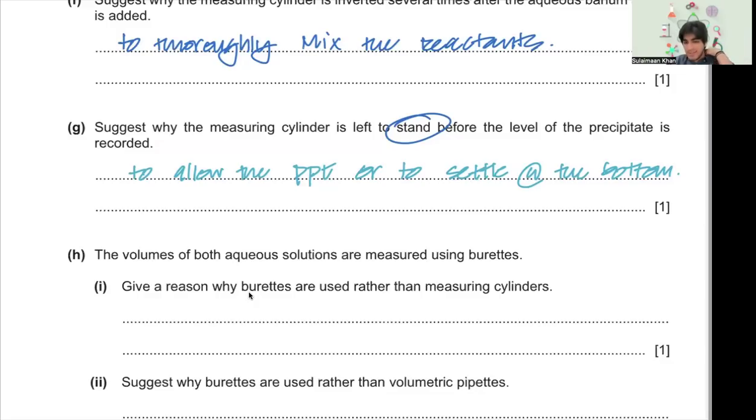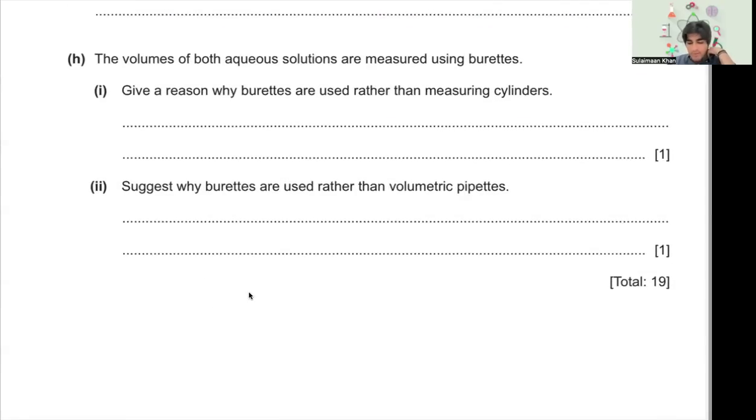The volumes of both aqueous solutions are measured using burette. Give a reason why burettes were used rather than a measuring cylinder. A burette is more accurate. It's pretty easy. A burette is more accurate than a measuring cylinder.